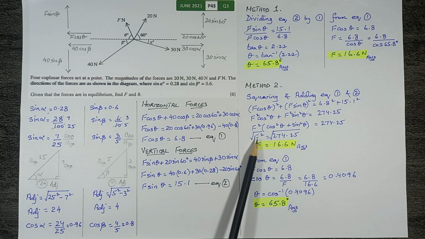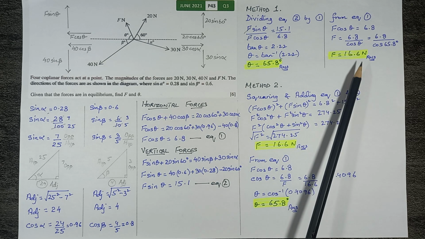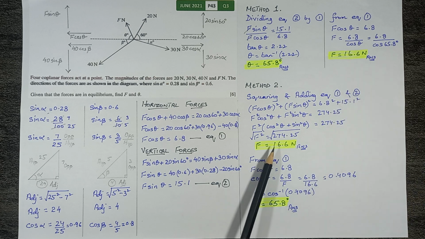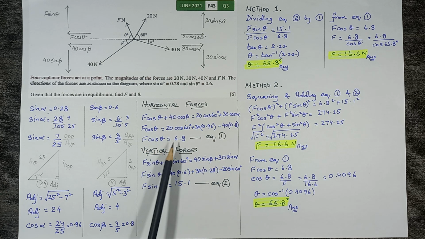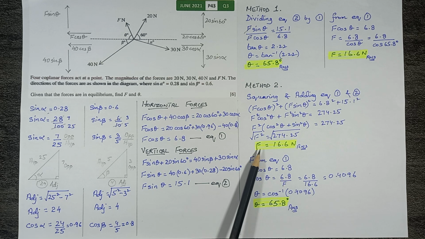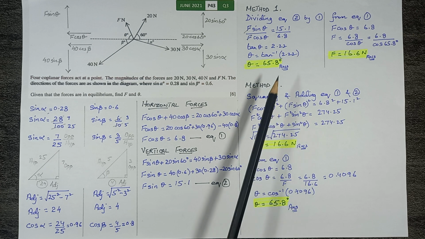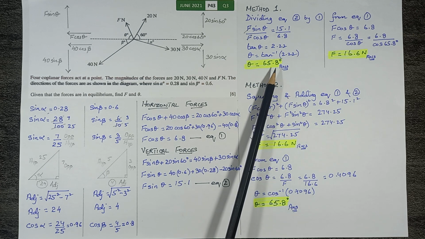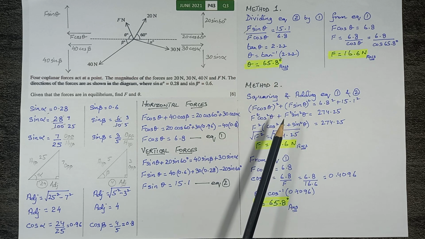Taking the square root so that we can find the value of F, and definitely it would be 16.6, which is the same that we found from method 1. Now placing this value of F in any of the equations, whether equation 1 or 2, if you take equation 1, F cos theta is equal to 6.8, place the value of F over here, divide by 6.8, get the answer, then take the cos inverse of this answer. The angle would be the same 65.8 that we got from the first method. Both the methods are super easy. You just have to work any one method to get your result.